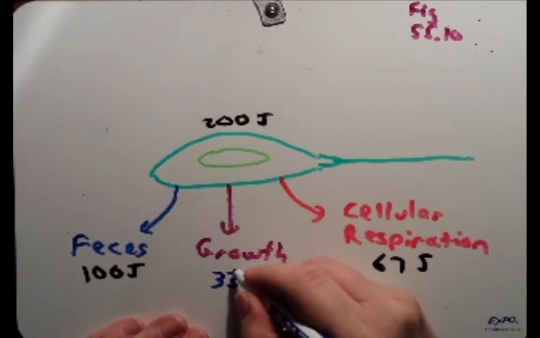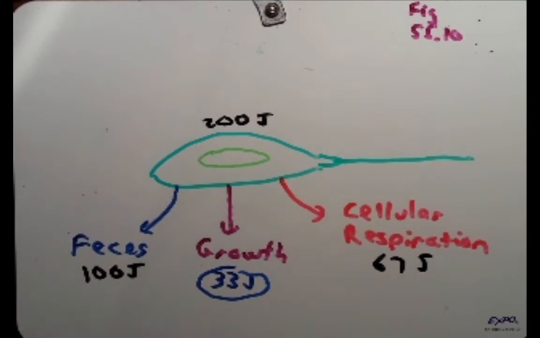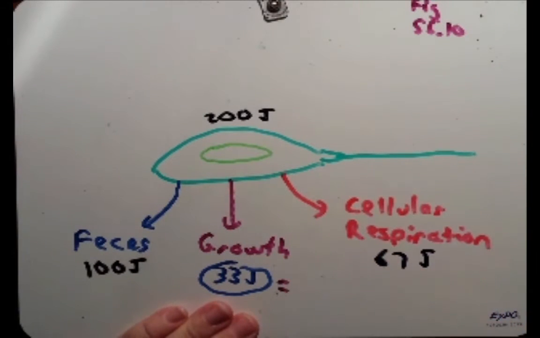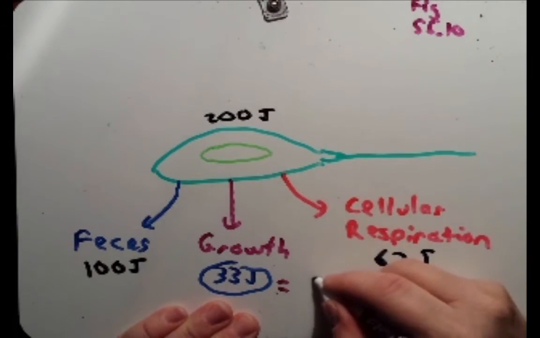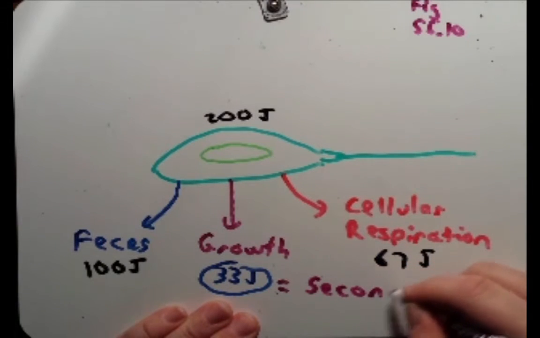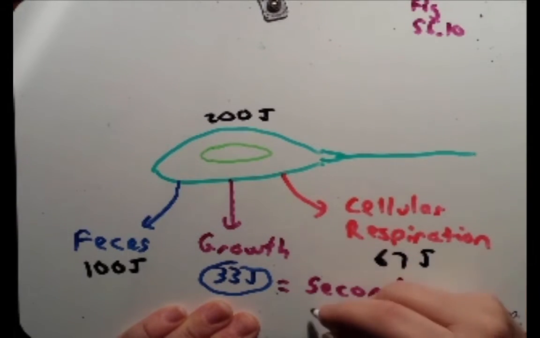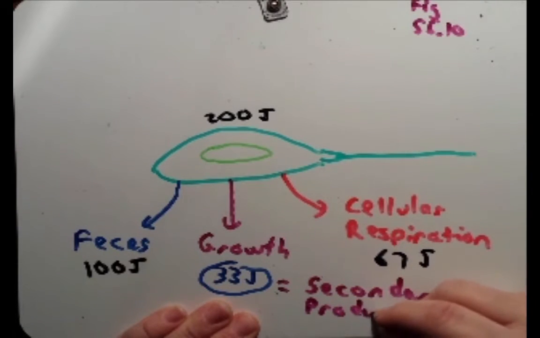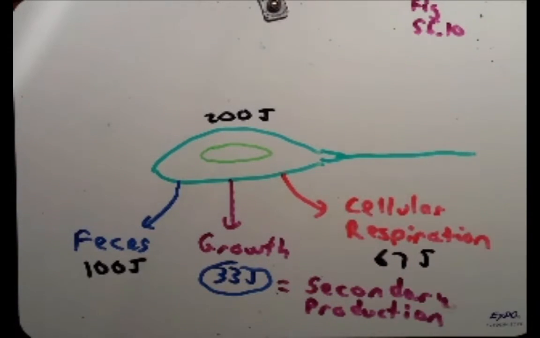This amount of energy that is used to go towards its own growth, its own biomass, we call secondary production. It is the amount of that energy that goes towards the organism's growth, so it's subtracting what's lost through feces and what's lost through cellular respiration. This is all you need to know about this particular concept. There are some equations your book talks about, but you don't need to know that. If you know this much here, you're in good shape.